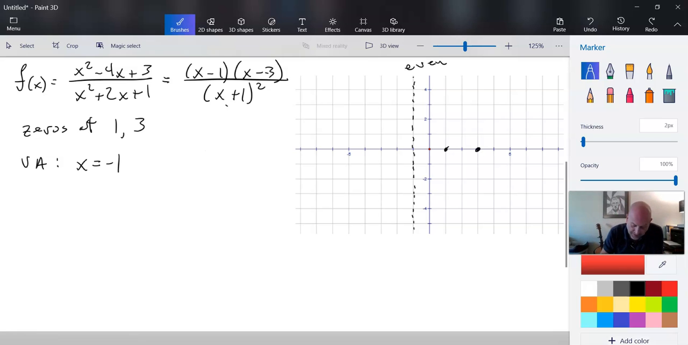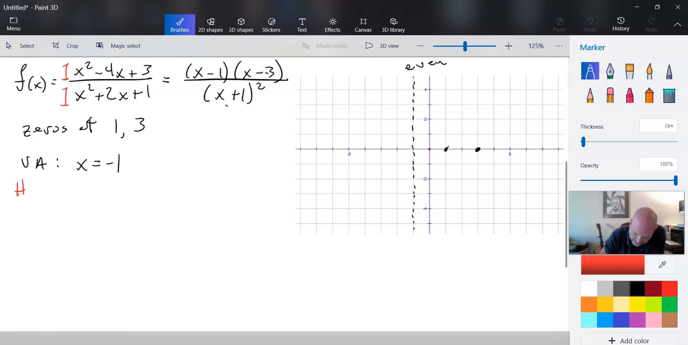Okay, so we have zeros, we have asymptotes. These are the vertical ones. Now, horizontal asymptotes, we need to look at the degree of these two polynomials here. And they are the same degree. Since they are the same degree, we just look at the ratio of their leading coefficients.